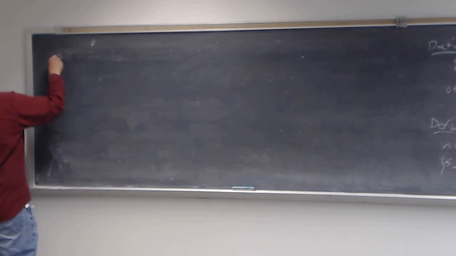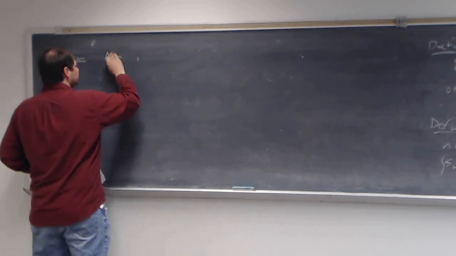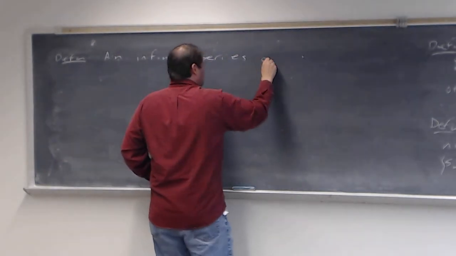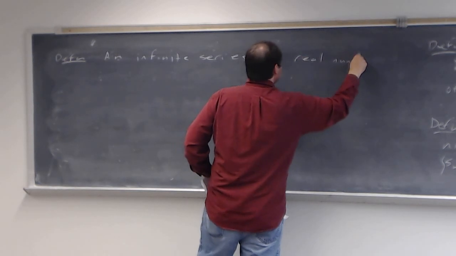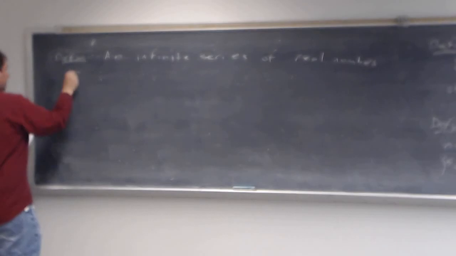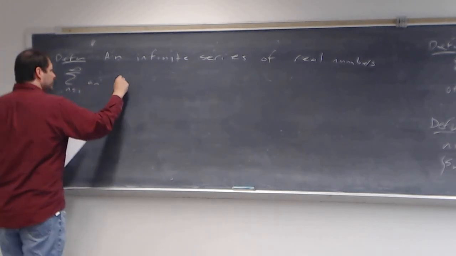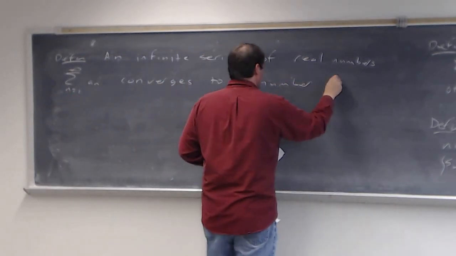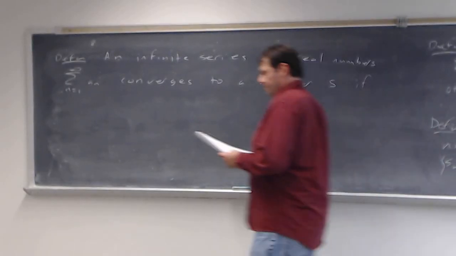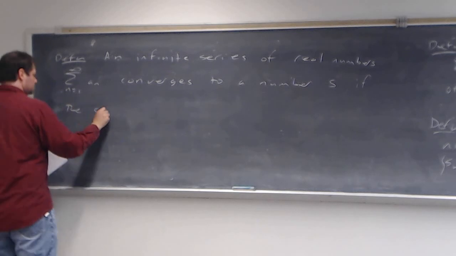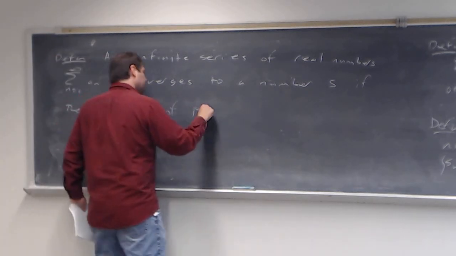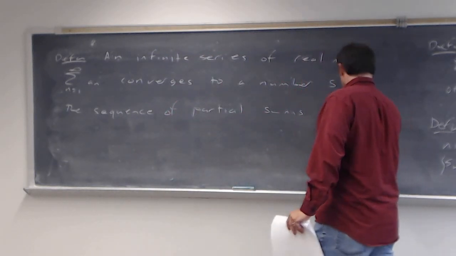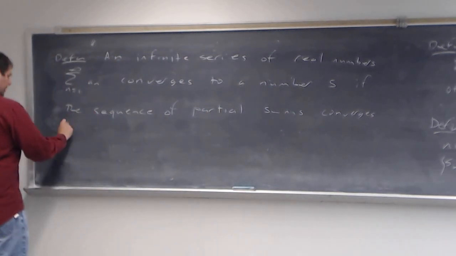Here's a definition. An infinite series of real numbers, and let's denote it by the sum n running from 1 to infinity of A sub n, converges to a number S if the sequence of partial sums converges to S.